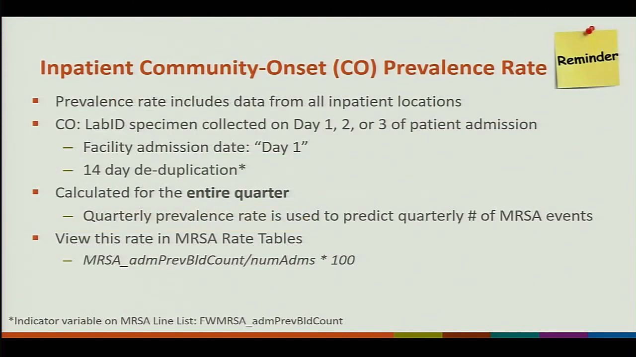Just a few more points about this prevalence rate. It includes data only from inpatient locations and is only capturing the community onset events. There is a 14-day deduplication applied to the prevalence rate, meaning if you had a patient with 2 community onset events within 14 days, that second event will not be counted in this prevalence rate. The rate is calculated for the entire quarter, and that means the quarterly community onset prevalence rate is used to predict the quarterly number of healthcare onset MRSA events. You can view this rate in the MRSA rate tables. I have the variable names up on the slide. You can also use an indicator variable on the MRSA line list, which will tell you exactly which events contribute to the prevalence rate.